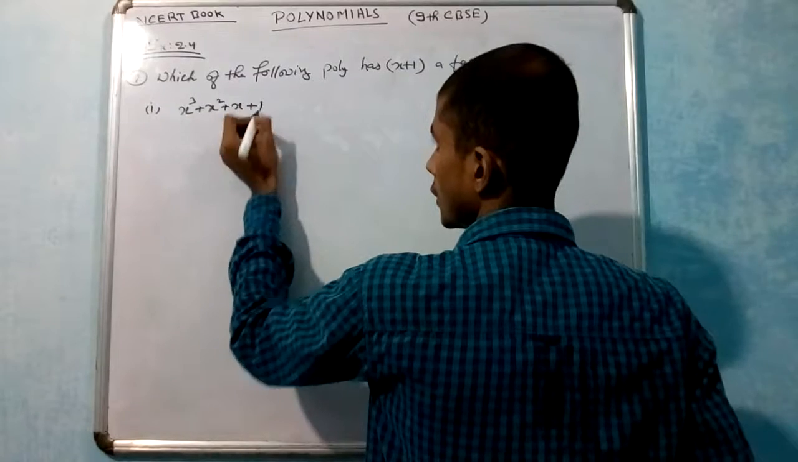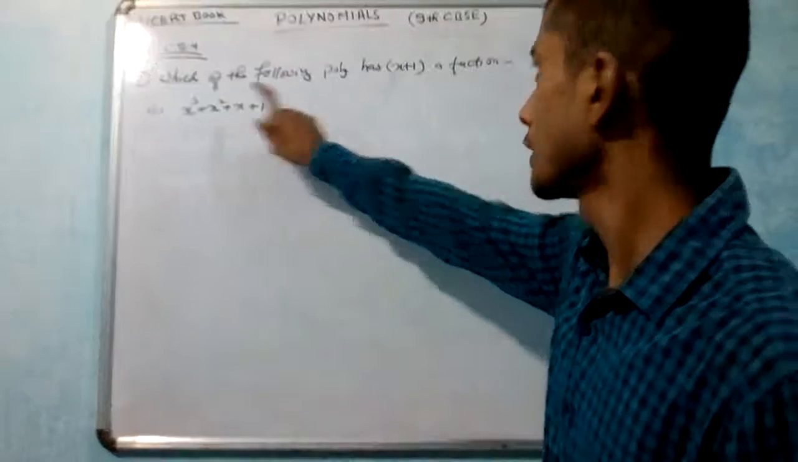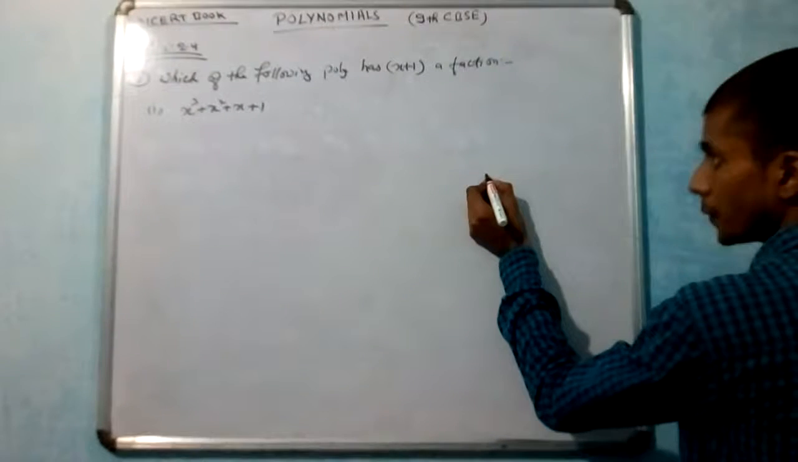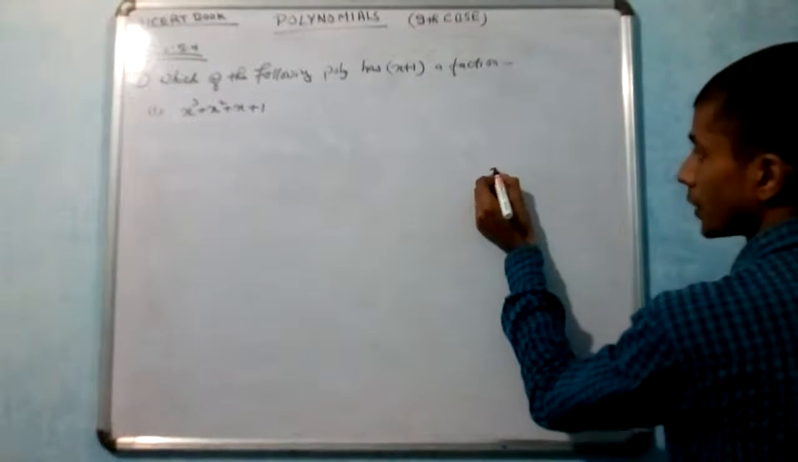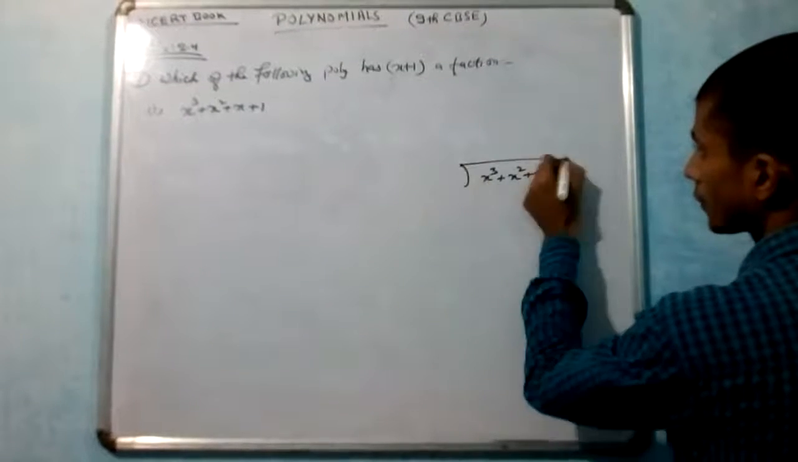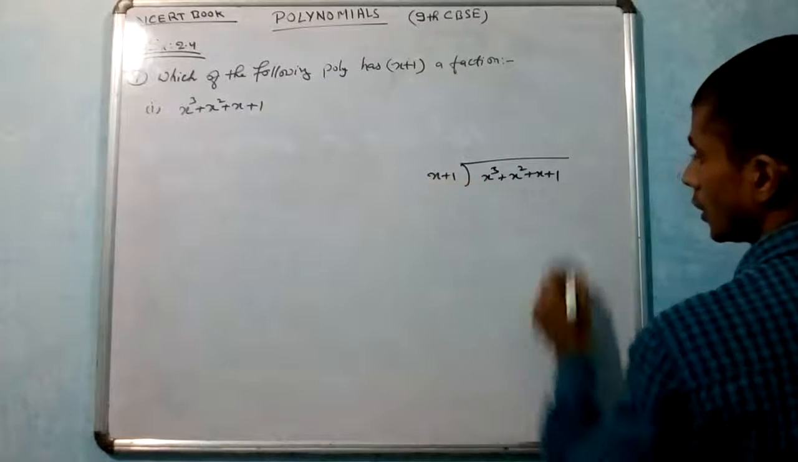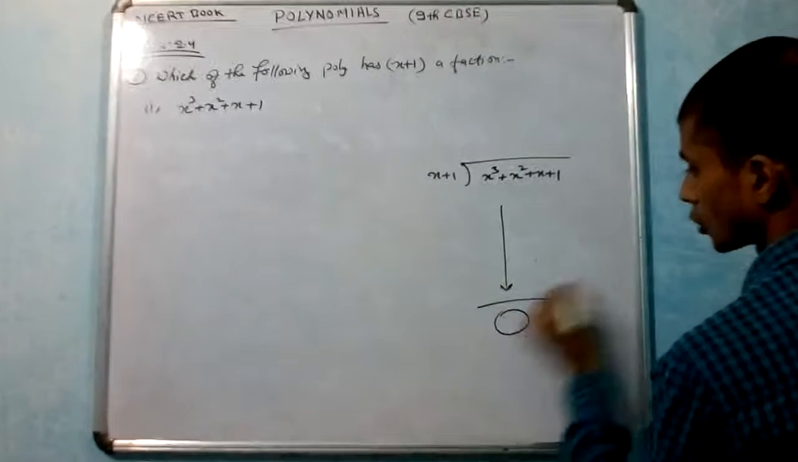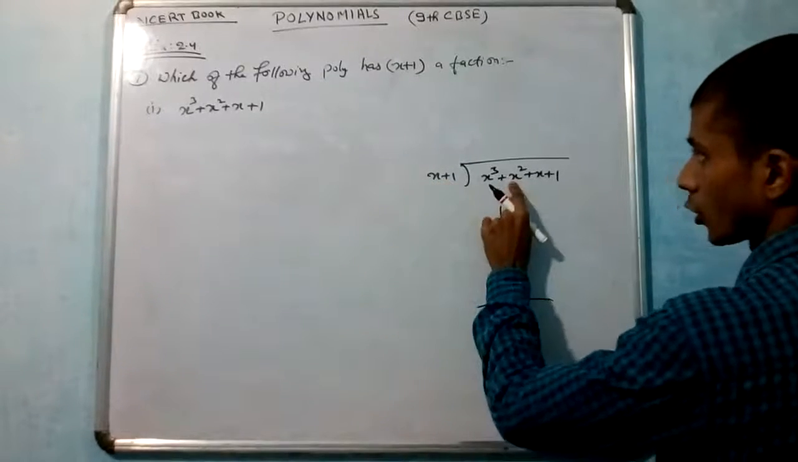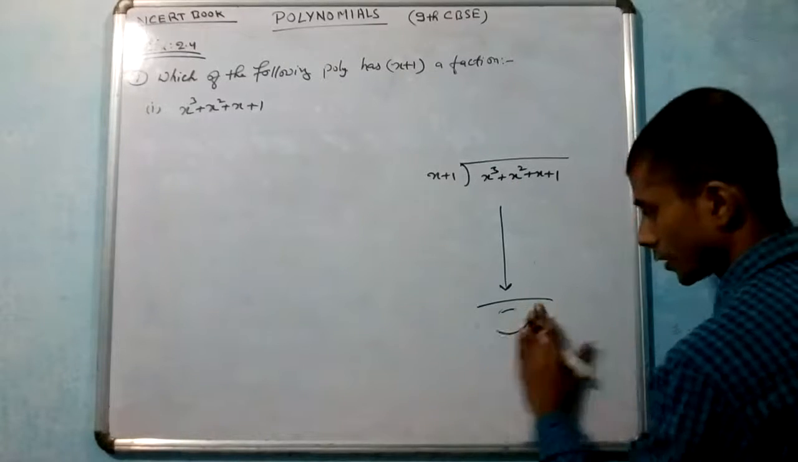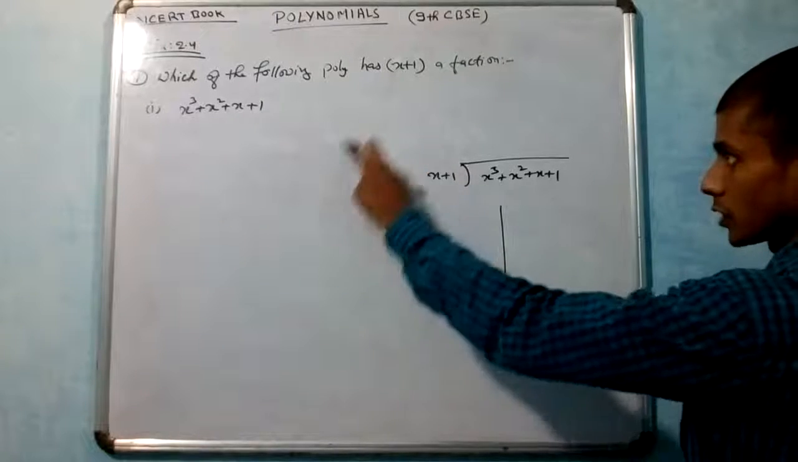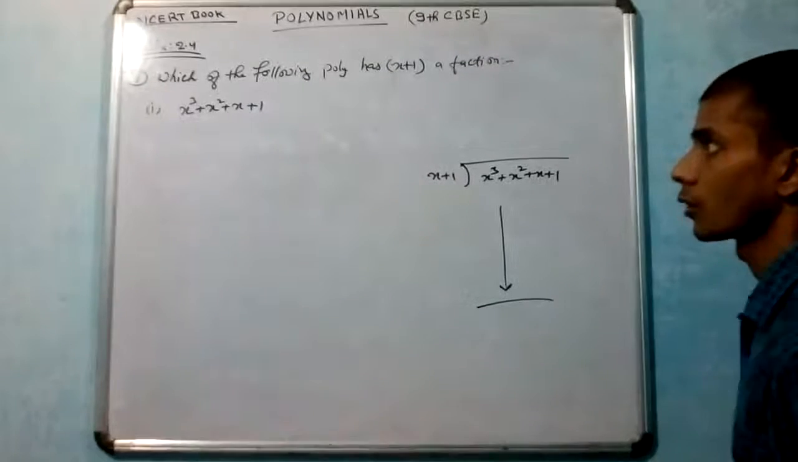It's asking whether x plus 1 is a factor of this or not. Understand what it means. It means x cube plus x square plus x plus 1, on dividing by x plus 1, whether you will get remainder 0 or not. If you get remainder 0, you can say x plus 1 is a factor of this. If you do not get remainder 0, you will say x plus 1 is not a factor of this. So again all the sums are based on the factor theorem only.